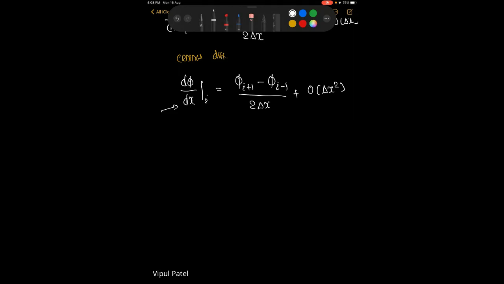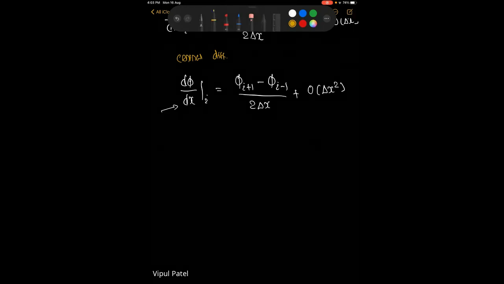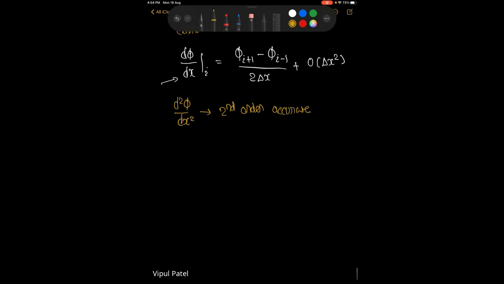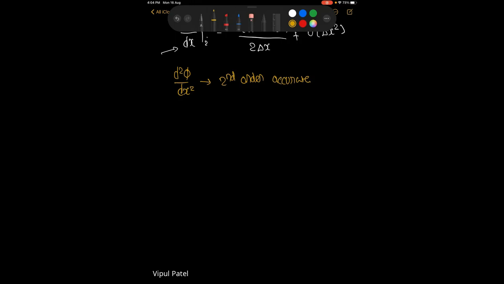So for the sake of completeness, what I am writing now is the formulation for d square phi by dx square, and that is second order accurate. One formula we have already derived, that is with the central difference approximation. But if you are working with either the forward or backward difference approximation, then first of all you need to understand how many nodes are required. So I'm just writing down the final equation.